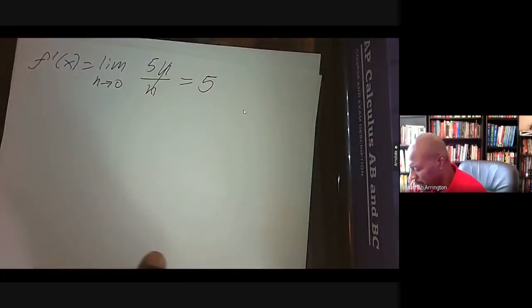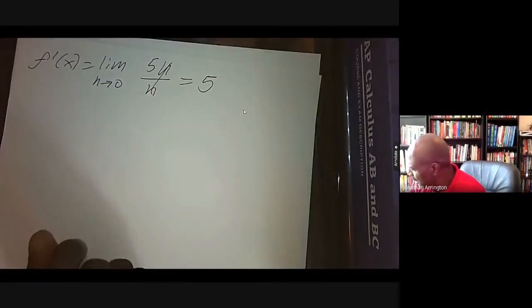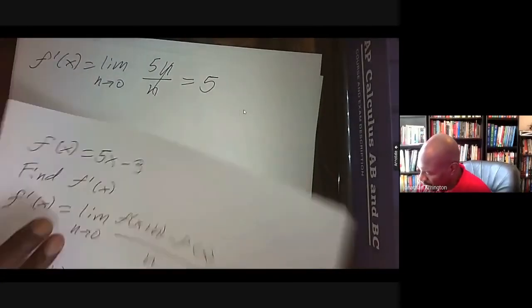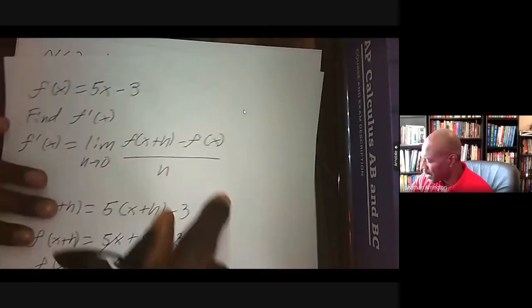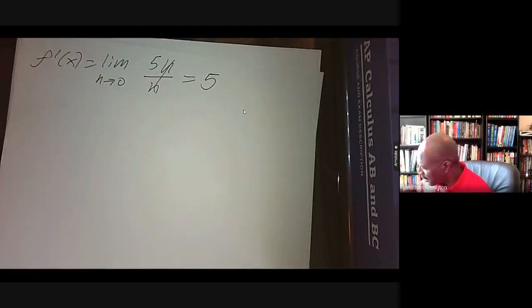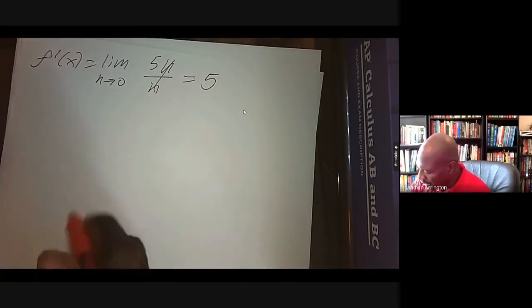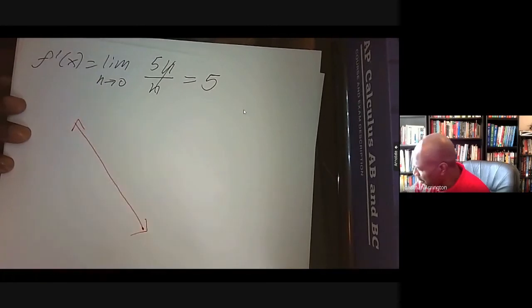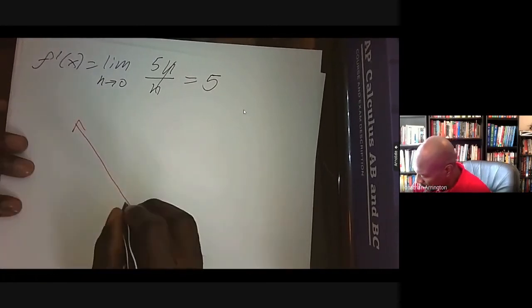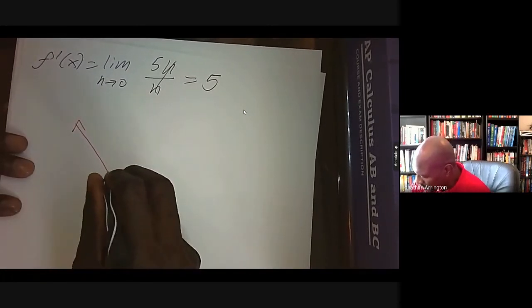Notice this derivative doesn't depend on the value of x. There's no x. It's just a constant. And guess what? It's 5. And what's the slope of this line? You know, from algebra, the slope of this line is 5. And that is because if the function is a line, if I choose any point on the line, the slope is going to be the same. Any point is going to have a slope of 5.